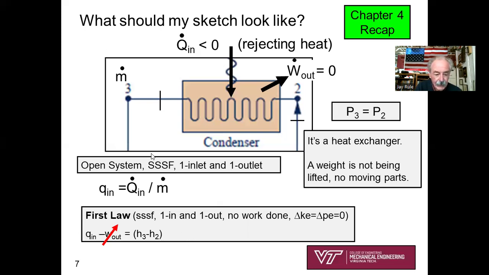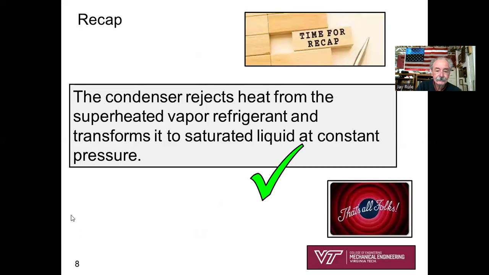So how would I get h? Well, h2 I've got from my previous analysis. How would I get h3? Well, that's saturated liquid. And typically I know what P3 is. P3 equals P2. It's typically given. So I'm going to go to my refrigerant tables, go to the pressure table, and look up h sub f at P3. It's as simple as that to analyze the condenser.